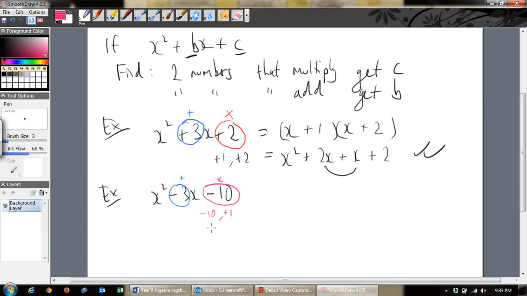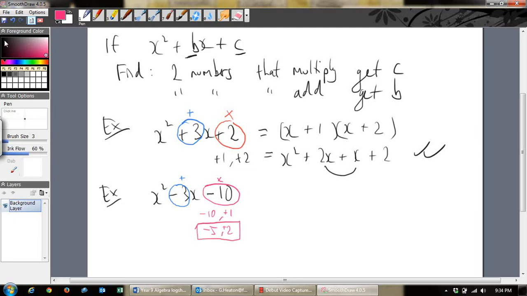How about 5 and 2? Is there any way that we can multiply these two together and add these two together to get negative 3? Well, actually maybe. How would we make negative 3? We would have to go negative 5 and positive 2. Negative 5 plus 2 actually equals negative 3, so that's correct. And also negative 5 times positive 2 is negative 10. So this is your answer right here.